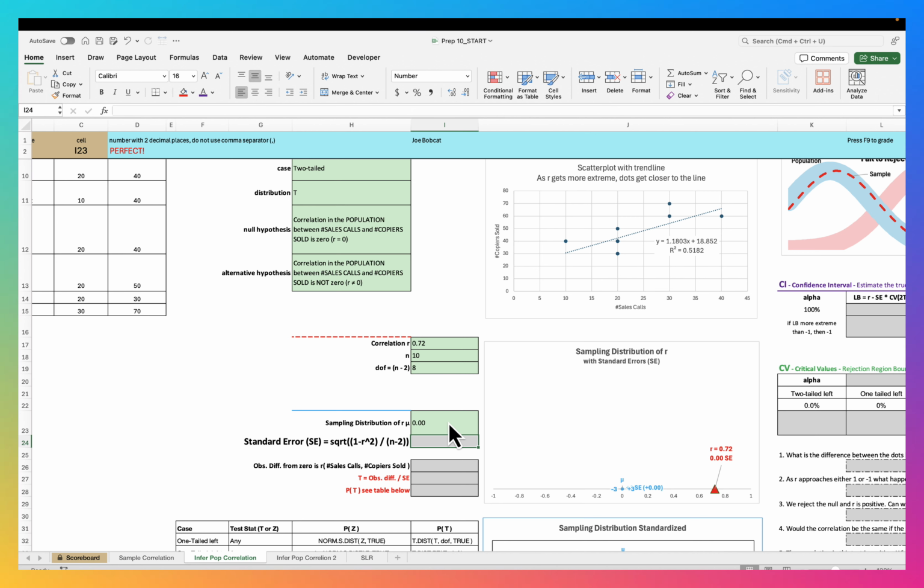And then the standard error is going to be the square root of 1 minus R squared divided by n minus 2. Well, n minus 2 is also the degrees of freedom, so I could just put that in there, but I'll stay true to the equation. N minus 2.